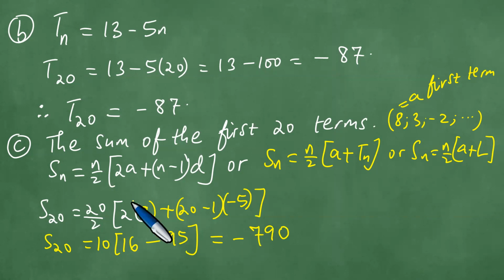Right. So we have learned some formulas. This formula here we've learned is the formula for the sum. The sum formula is Sn equals n over 2, open bracket, twice a plus n minus 1 times d, close bracket. Or S sub n is n over 2, open bracket, a plus t sub n. Or Sn equals n over 2 into a plus L. What does L stand for? The last term. This last term can also be called T sub n as well.